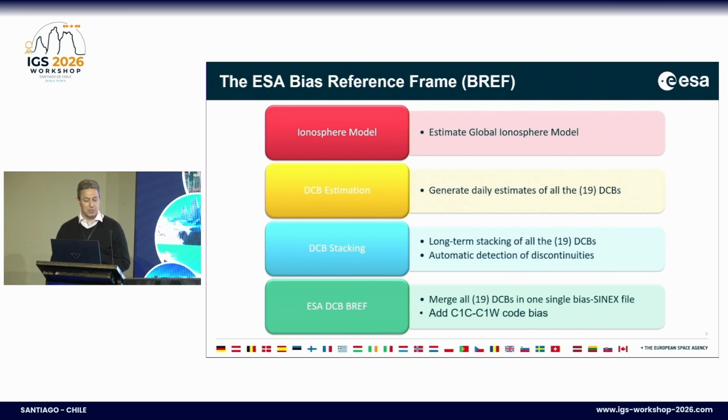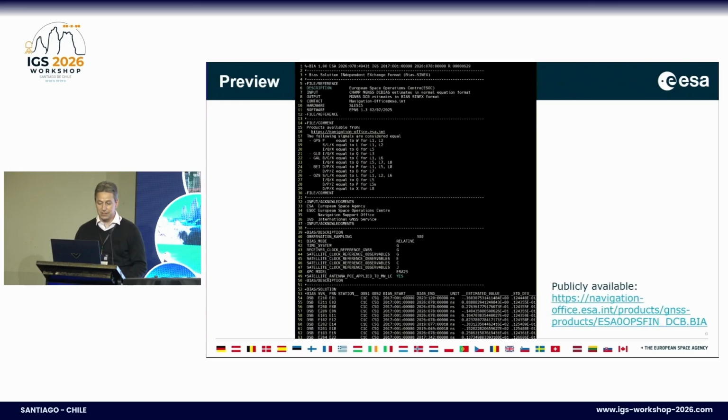The final step for the bias reference frame is the merge of all differential code biases in a single Sinex file. And we add the C1C, C1W code bias at the end. I will come back to this in one of the next slides. This just gives a preview of the file we provide via our web page, and you can download it from the link you see.